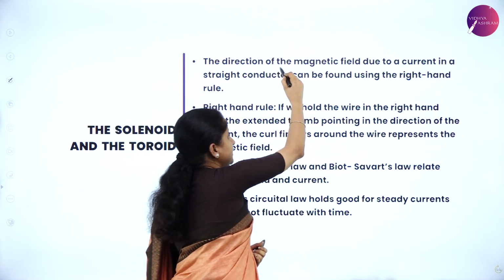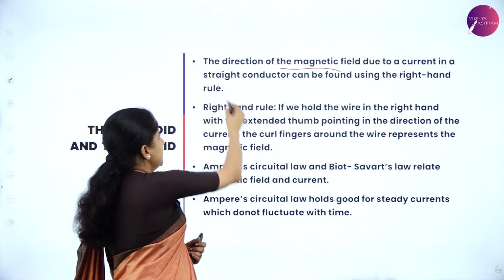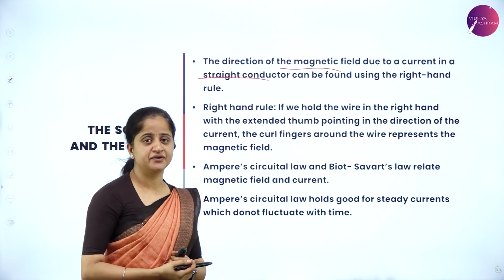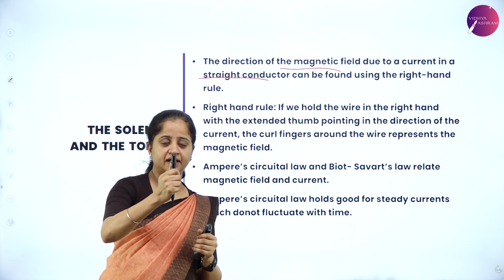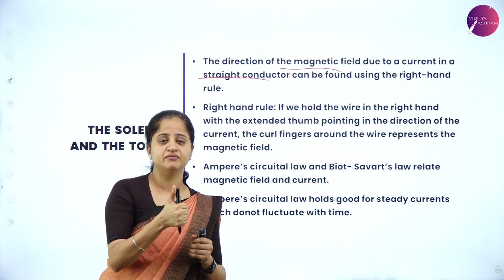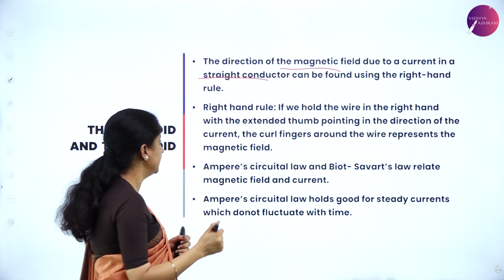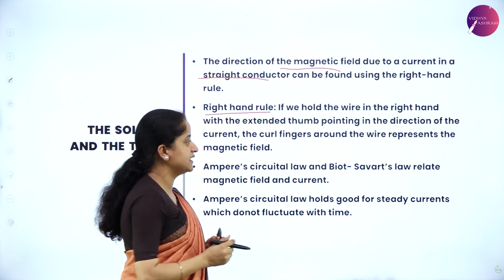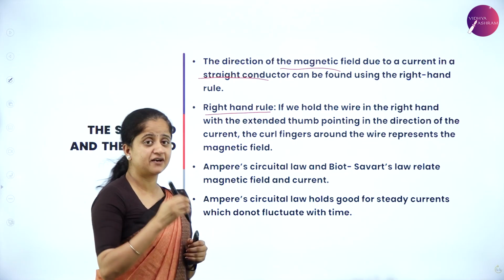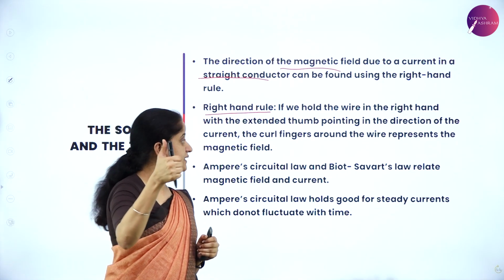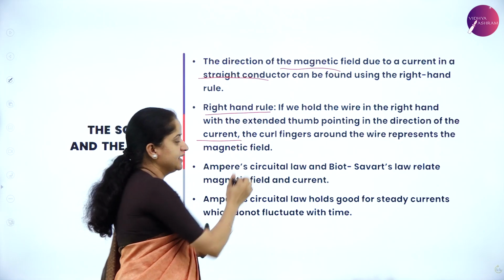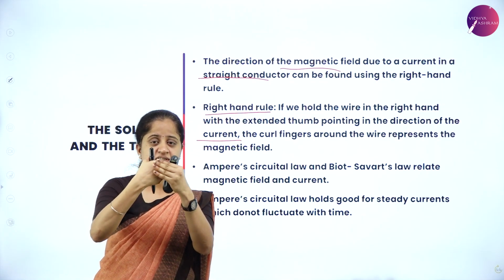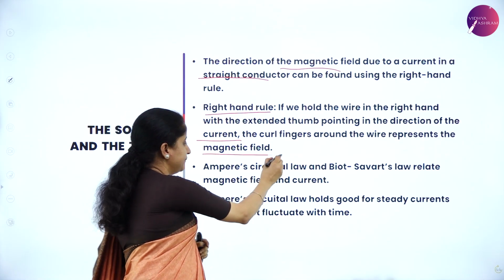The direction of magnetic field due to a current in a straight conductor can be found using the right hand rule. Suppose I hold the conductor like this, with the help of the right hand rule, we can find the direction of magnetic field. What does it say? The right hand rule says that if we hold the wire in the right hand, the thumb points in the direction of current and the curled fingers signify the direction of magnetic field.